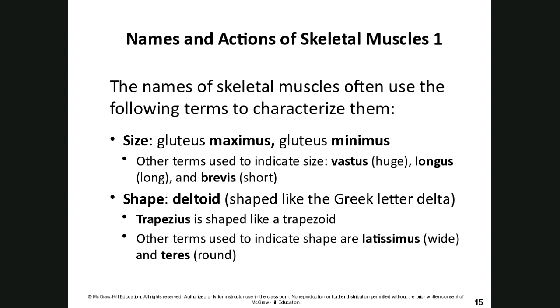So obviously, if we're talking about using size as a characteristic, then maximus would be large, minimus would be smaller. Other terms can indicate size, like vastus, the vastus rectus. It's a large muscle of your quads, one of the big muscles in your quads. Longus would be long muscles, brevis are short. They can be named by shape: deltoid, like the Greek letter delta, which is triangular shape. Trapezius is shaped like a trapezoid. Latissimus means wide. Teres means round. There are other shapes that you might not necessarily be familiar with, but they're usually named after Greek and Latin terms.